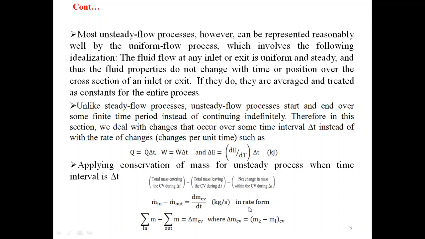So this mass balance is in rate form in kg per second. If we want it in non-rate form, then the mass balance will be total mass entering the system minus total mass leaving the system equal to delta m_cv, the change in mass of the control volume, where delta m_cv is equal to m2 minus m1 for the cv, that is final mass of the control volume minus initial mass of the control volume.